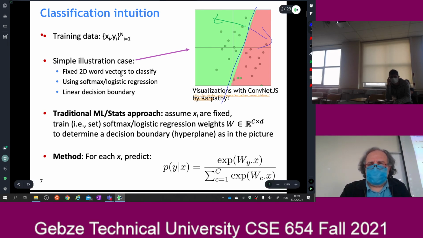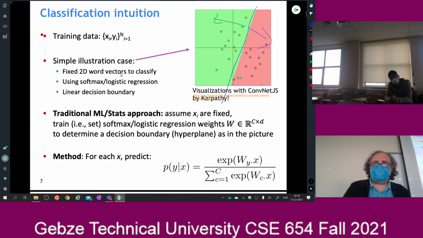This is a vector, and this is a set of weights w. Okay, w is a set of weights. It is a C times D dimensional matrix. D is the number of dimensions of the input word. C is the number of classes.